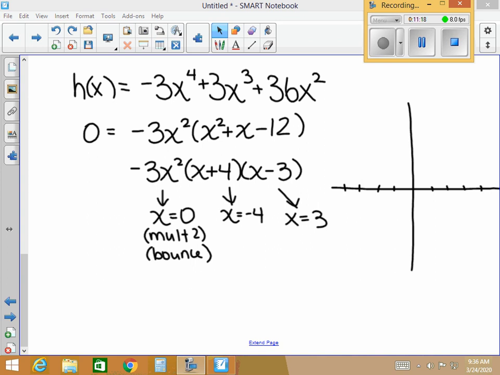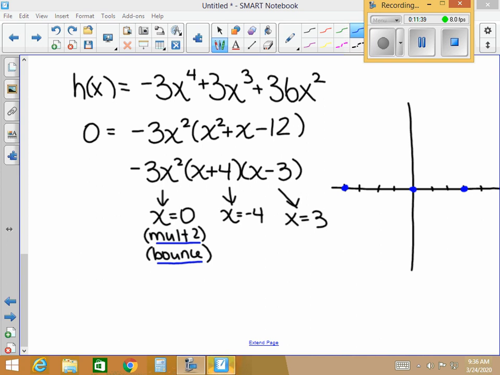All right, so hopefully you found your zeros to be 0 and -4 and +3. Now, because 0 is a zero of multiplicity 2, that means when I get there on my graph, it's going to bounce. It's not going to cut through like it did on the other ones.